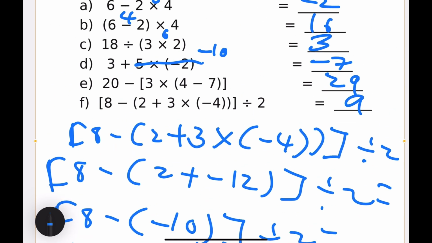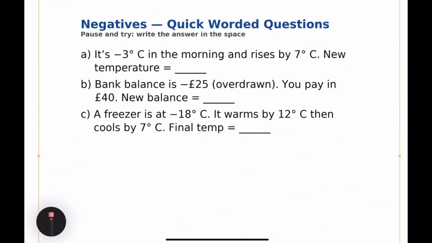A common mistake would be to divide this by 2 and then do 8 minus that answer. But that would be incorrect, as this is another set of brackets. So make sure you don't make that mistake. Okay, so we're now going to do some quick worded questions. So have a go yourself, then come back to check the solutions.